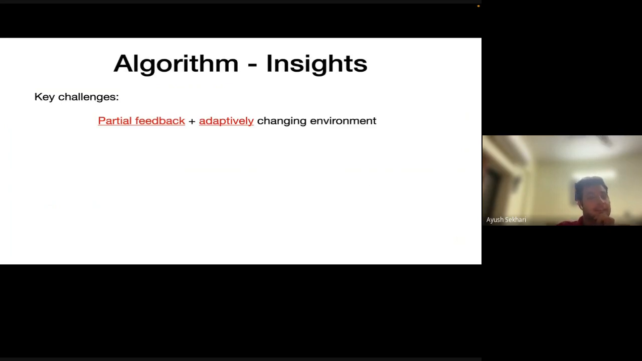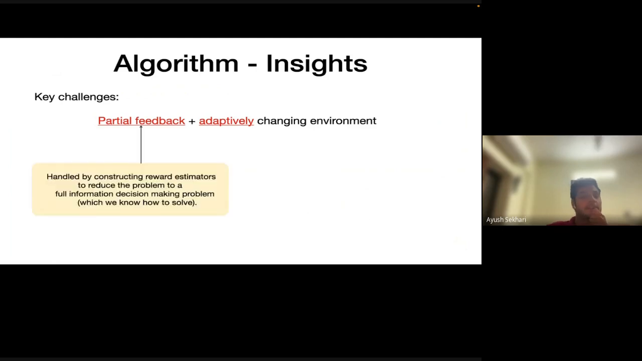So the key insights about the algorithm. First, let me mention what the key challenges are that the algorithm needs to address. The key challenge is a combination of two things. The first is partial feedback, as a learner only observes feedback corresponding to the policies that it plays. And second is this adversarially or adaptively changing environment, which the learner has no control over.